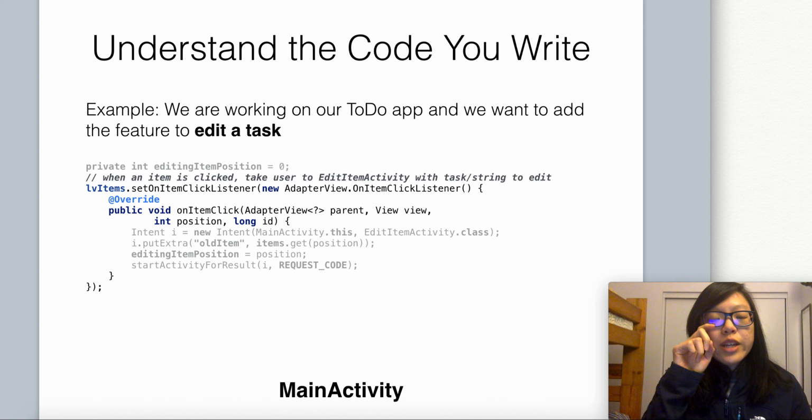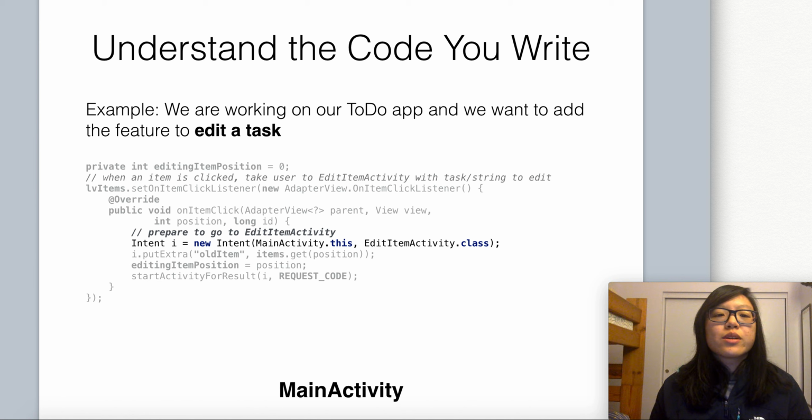So the first thing we look at is, okay, what does set on item click listener do? If I'm not sure what that actually does, I would literally just Google Android set on item click listener. And hopefully that will give me some very helpful guides or Stack Overflow answers. And hopefully from there I could figure out, oh, okay, this whole block of code is basically saying that when an item is clicked, we want to do some stuff.